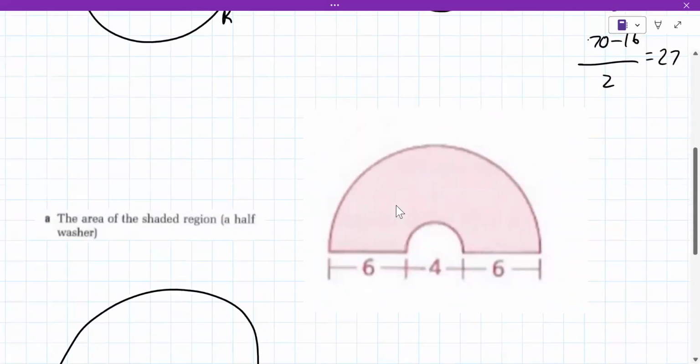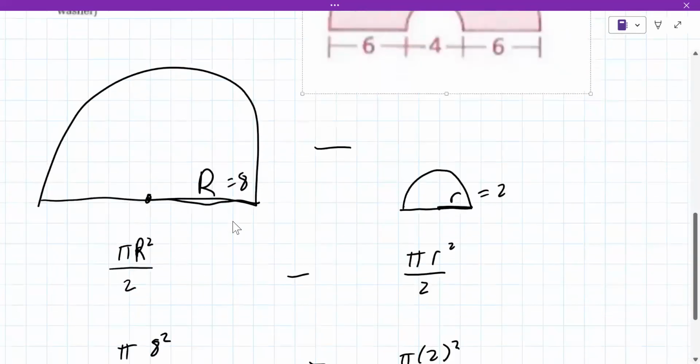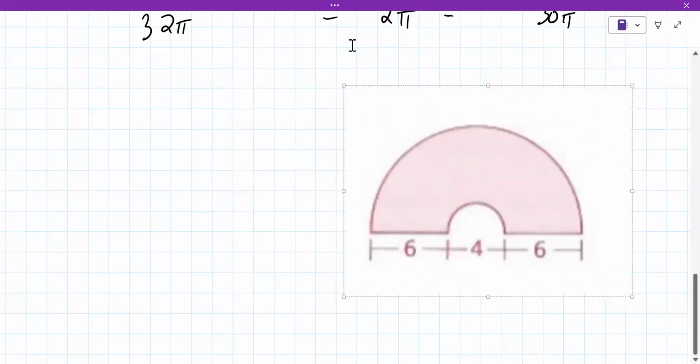Now, part B. Part B is finding the perimeter. And the hint is very nice.